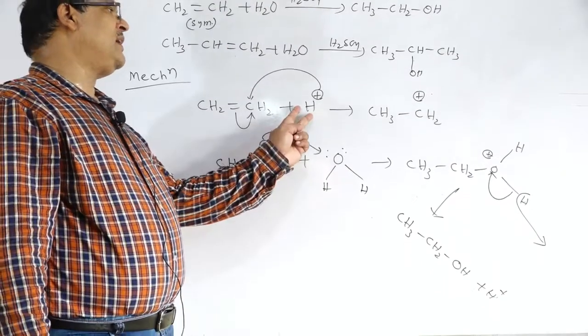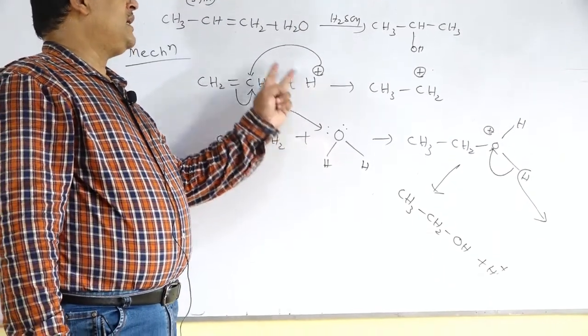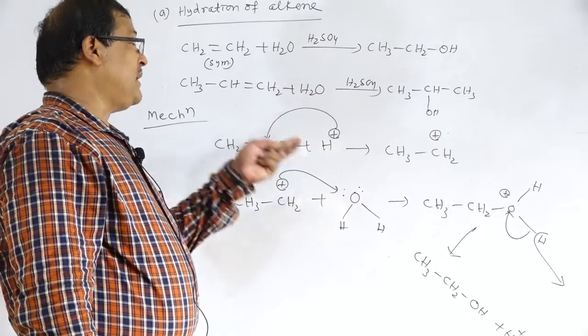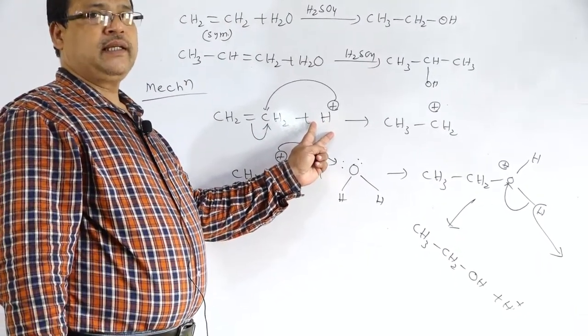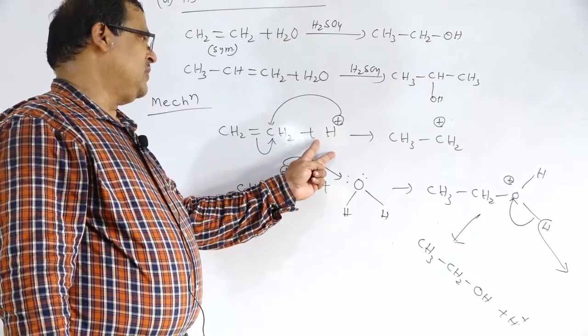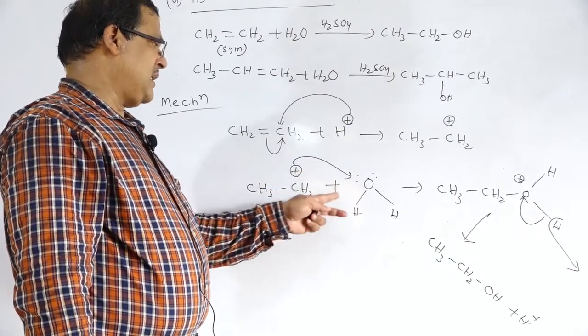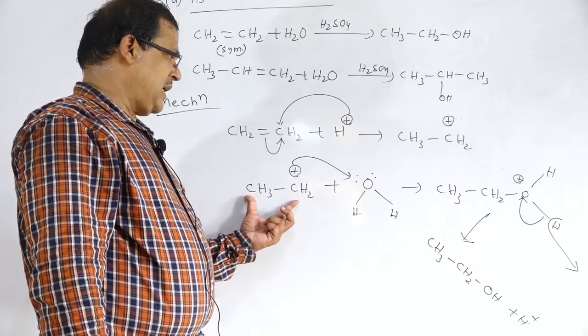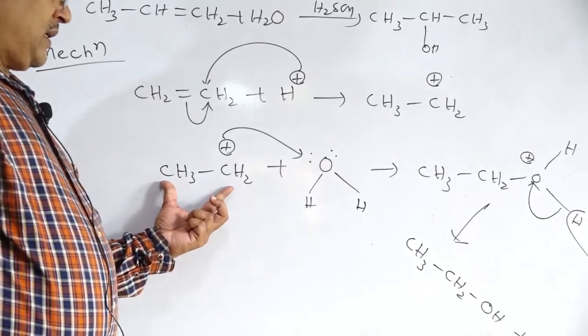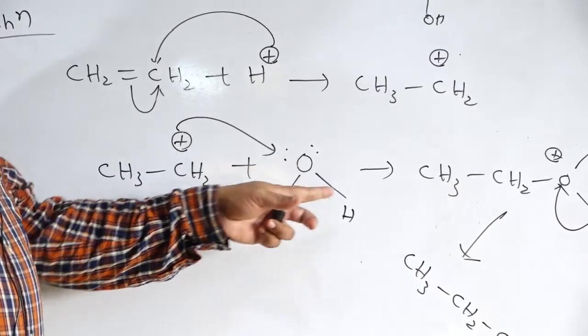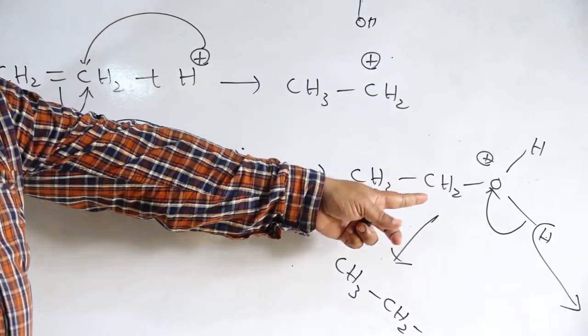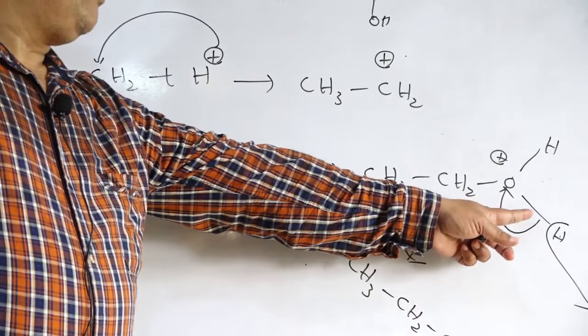Then what is the role of H plus in direct hydration? H plus, that is the acid, will act as a catalyst. It is an acid catalyzed reaction. So H plus ion will first attack the alkene, and there is the formation of a carbocation. And this carbocation will attach with this water molecule to form this trivalent oxygen atom species, which is unstable.